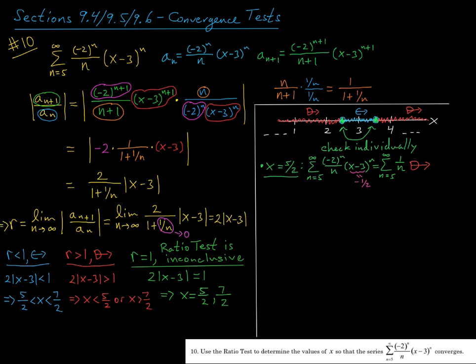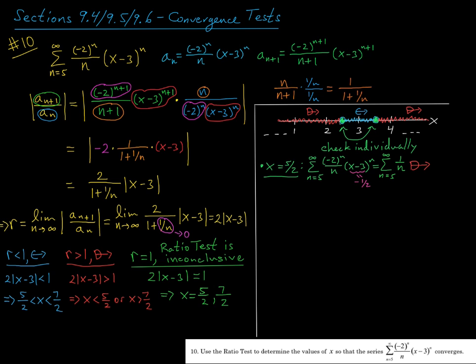So if x is 5 halves, okay, if I plug 5 halves in for x, x minus 3 is equal to negative 1 half. And see, this is going to give me then a negative 1 half raised to the n power. But see, I have a (-2)^n there, and so those are going to divide out, leaving me with just the sum of 1 over n, where n starts at 5. Okay, now this is divergent. You could just say that it's a p series with p equal to 1. Or you could also say it's really the harmonic series, where we're just missing the first 4 terms, but it will still, of course, diverge.